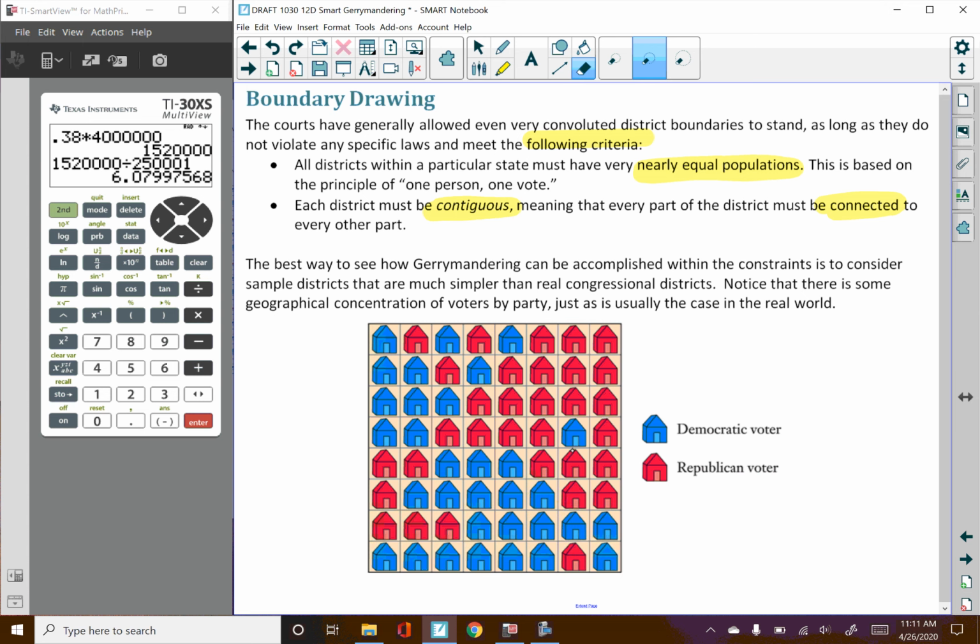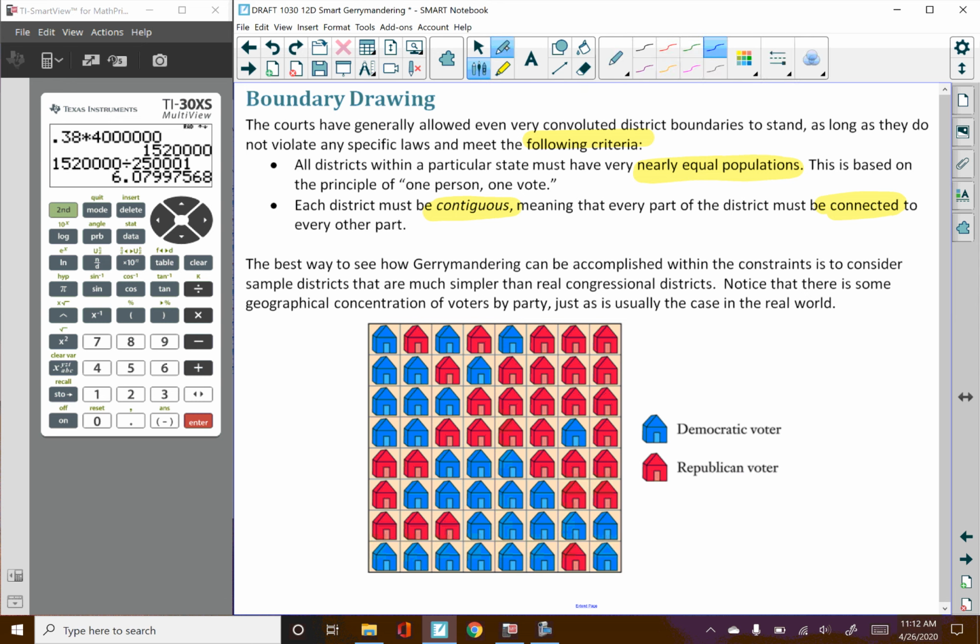The best way to see how gerrymandering can be accomplished is to draw some sample districts and see how it really changes how the voting would go. So this is a really simplified grouping of 64 voters. And just depending on how you draw it, you can have a different number of Democratic and Republican seats.